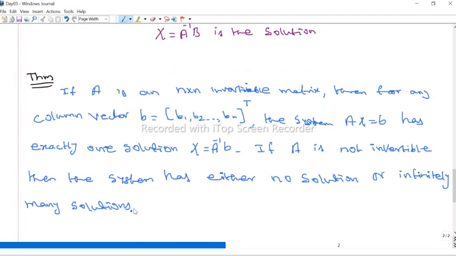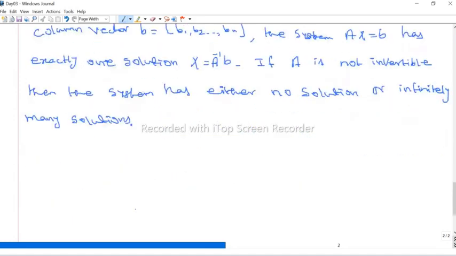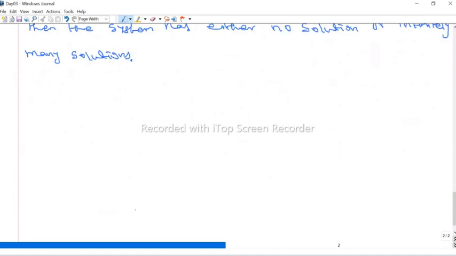Now I'm going to define what you mean by null space. Given any matrix, we already talked about the rank of the matrix. Before going to that, we already discussed the determinant, and then we know the formula for the inverse, right?